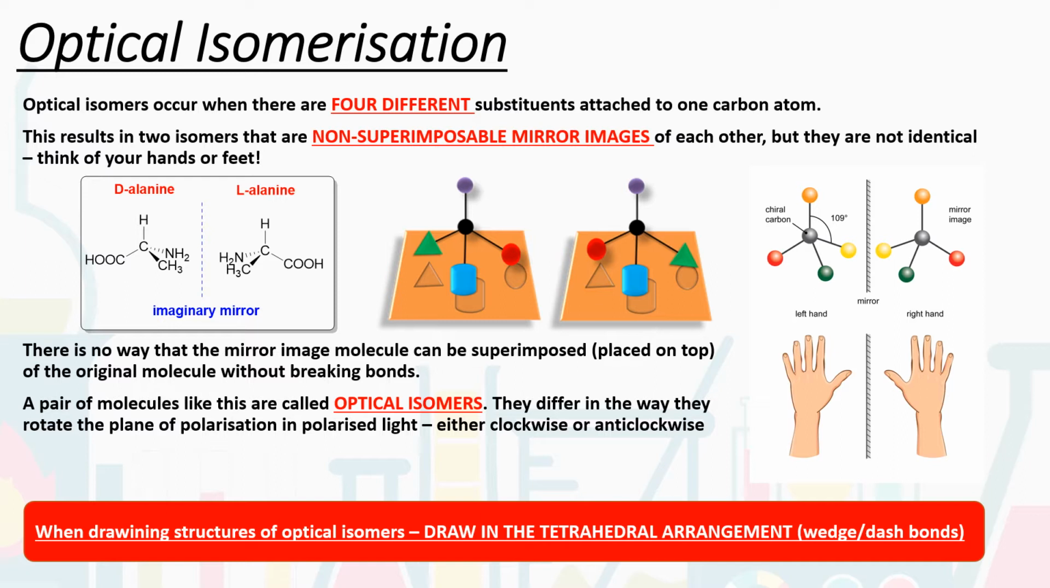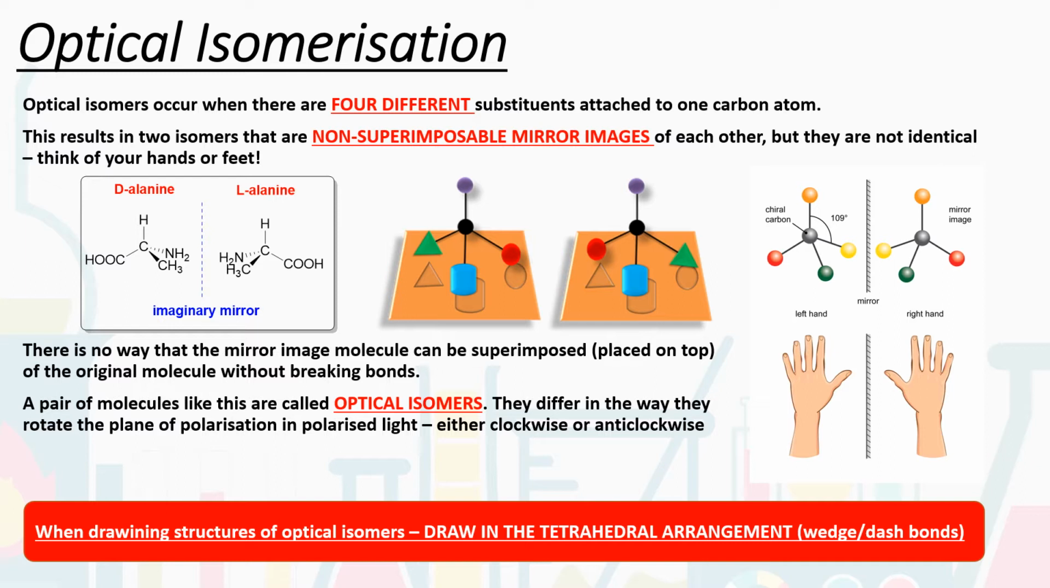Now the really important thing when we talk about optical isomerism is that the only way this works is because we have four different groups attached to a carbon. That carbon is tetrahedral. And so if we're ever asked to draw out this kind of optical isomerism, to draw out the mirror image forms of the molecules, we have to draw it in the proper tetrahedral arrangement. So that's two normal plane bonds, a wedged bond, and a dash bond. Remember, the wedges and dashes just represent bonds that are coming out of the page towards you and going into the page behind you.